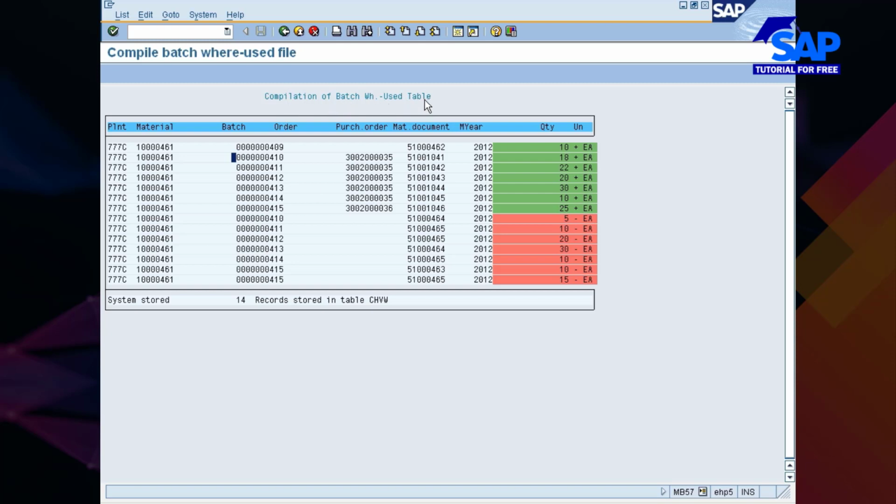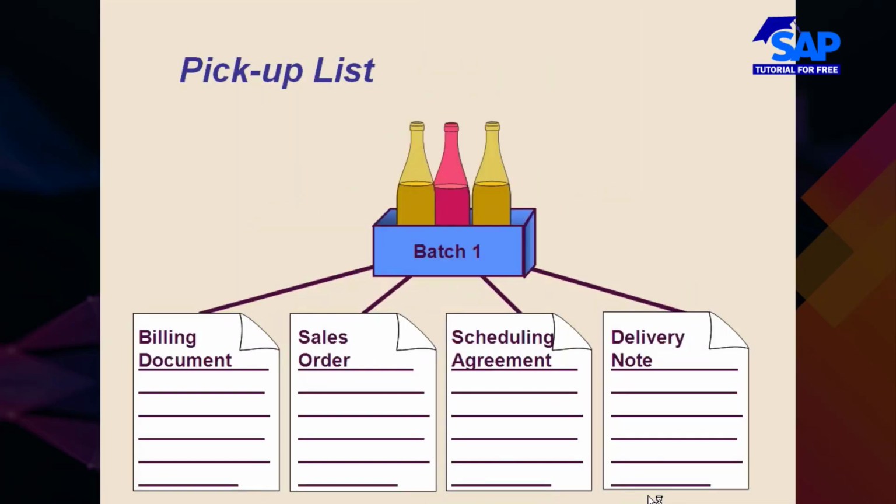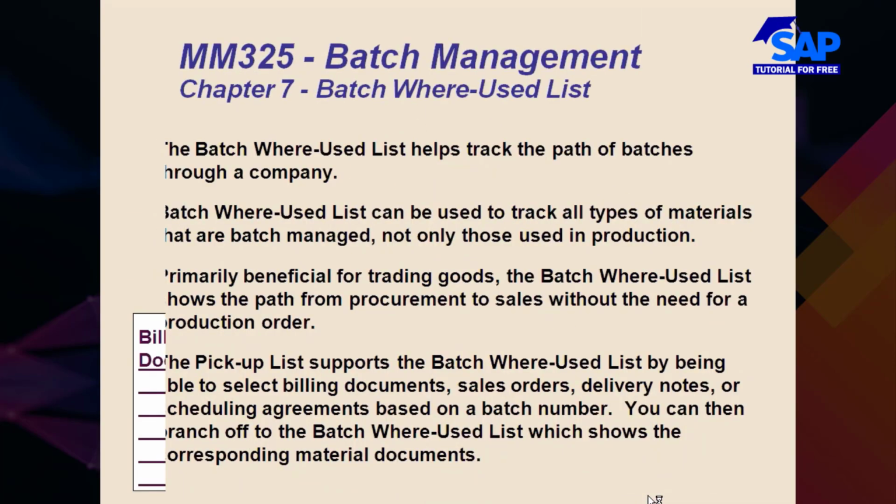Compilation of batch weight use list table, see here. So this is how you should be finding out those batches of materials issued to the cost center, to the shop floor, or to the customer. ఎక్కడికి వెళ్ళినా సరే, ఎక్కడున్నా సరే, wherever it is, you can easily find out. Right? So this is what is about batch management. Okay, so with this we are concluding the batch management.